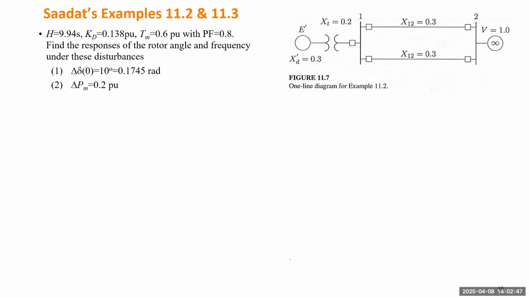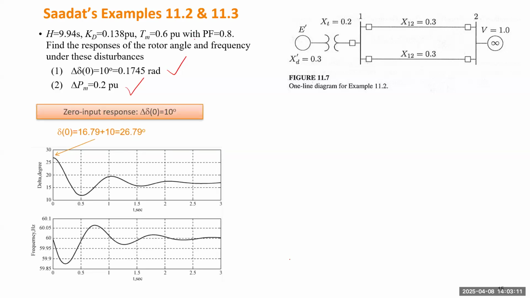So in Sadek's book, examples 11.2 and 11.3 give you some values so you can solve for the zero state response and zero input response. For zero input, it will assume some initial angle. For zero state, it will assume some change of the mechanical power. This is the zero input response.